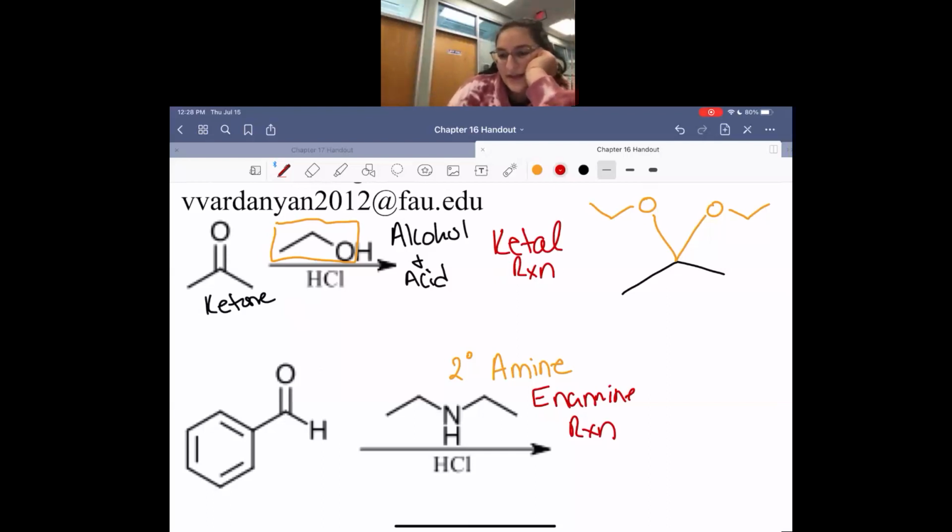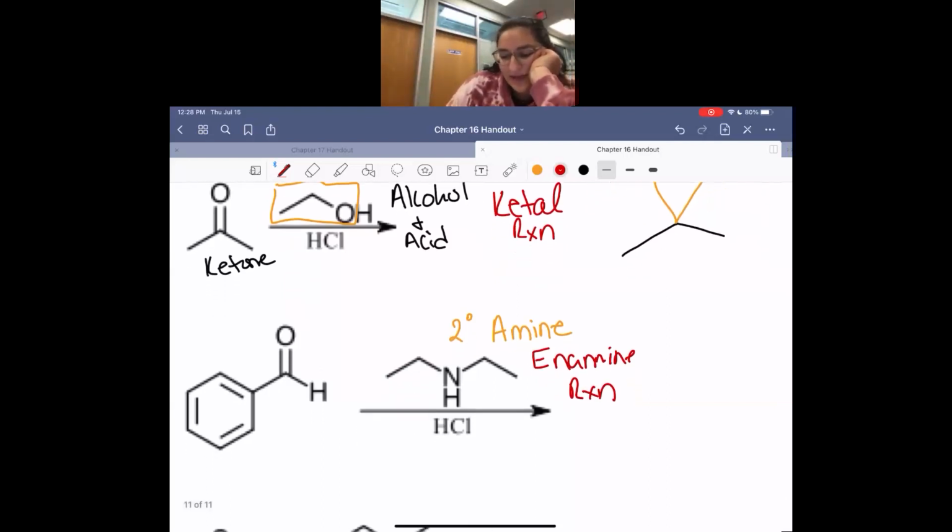An alpha hydrogen, exactly. So one thing we have to see is, does this have any alpha hydrogens? Yay or nay? Are there any alpha hydrogens? Yes. Okay, so which side? This side or this side?